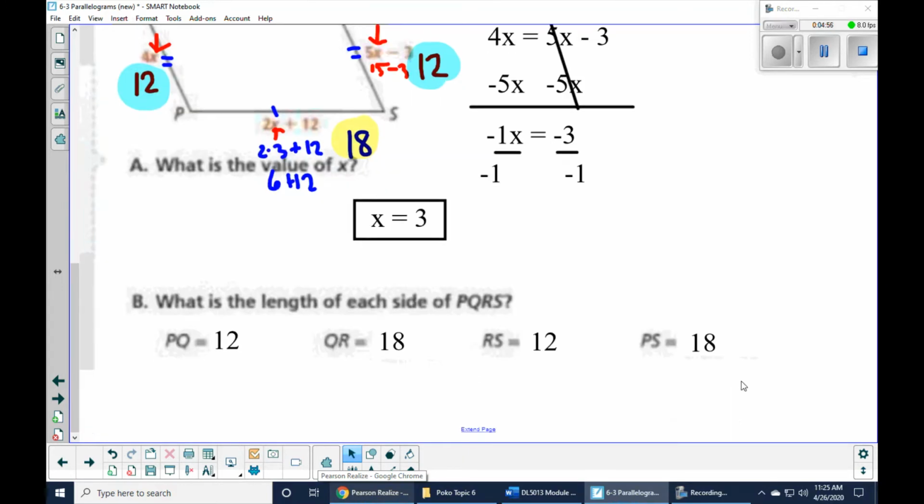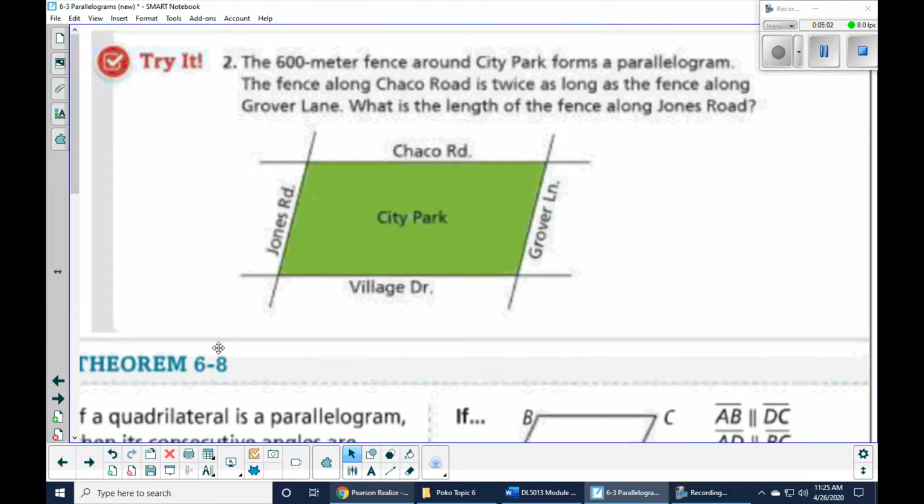Now let's make that look a little bit nicer. And that's how we figure out all of those. All right, let's move along here.